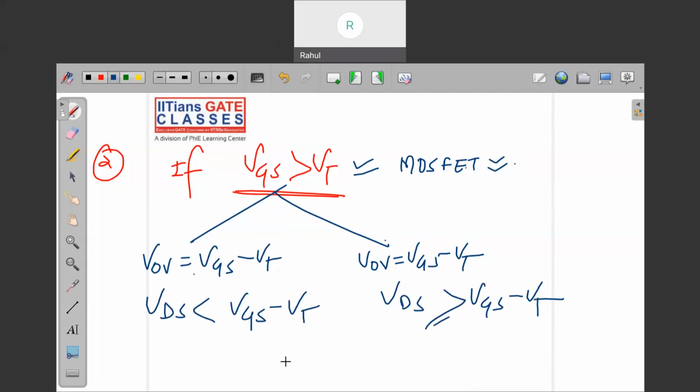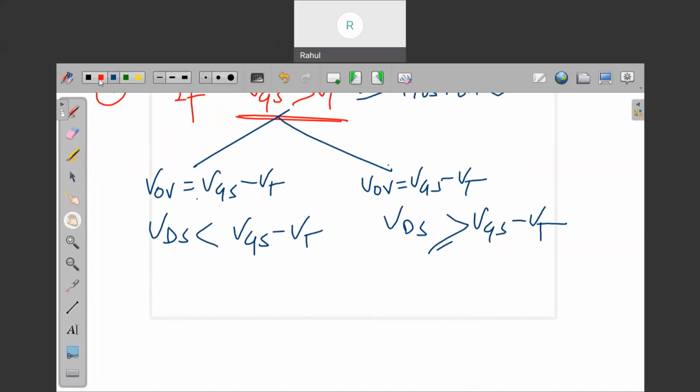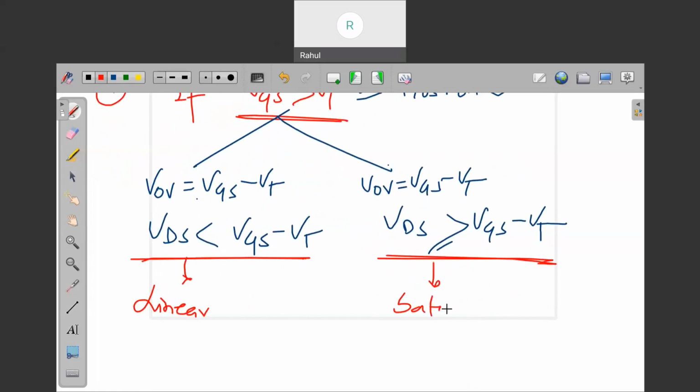right? So what you can say here is that if this is the condition, the MOSFET will be in linear region. If this is the condition, the MOSFET will be in saturation. And for any MOSFET to behave like an amplifier, it must work in saturation region.